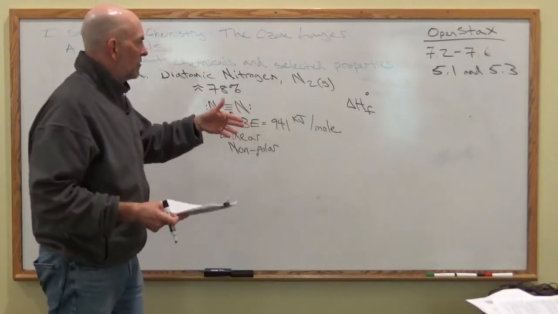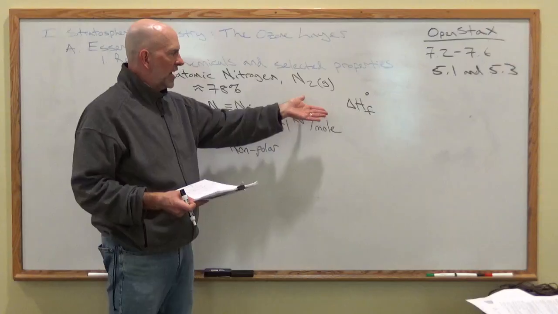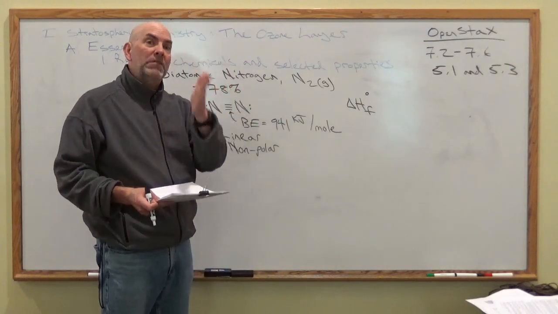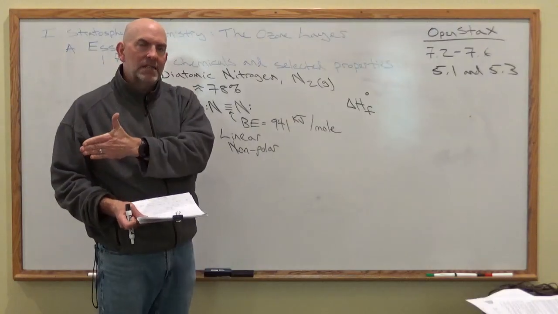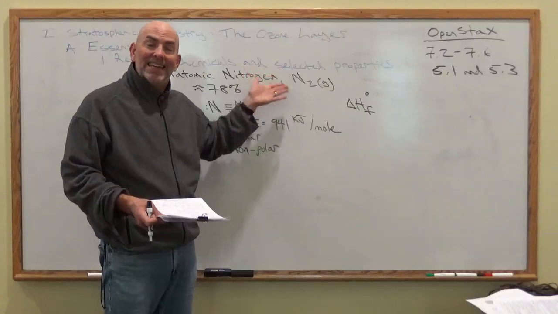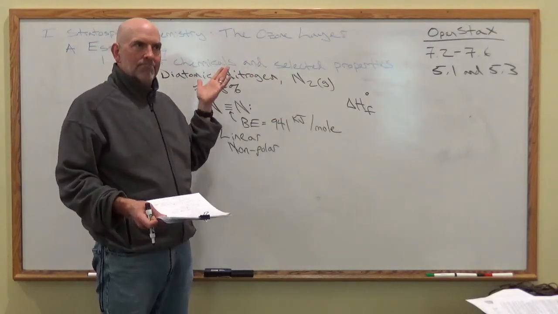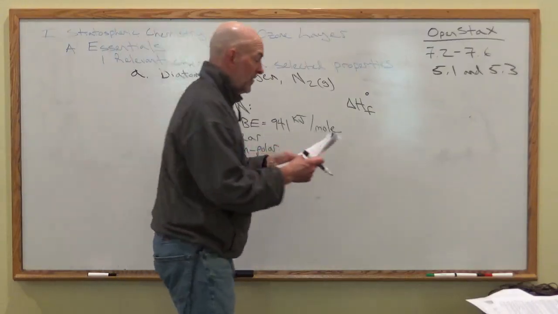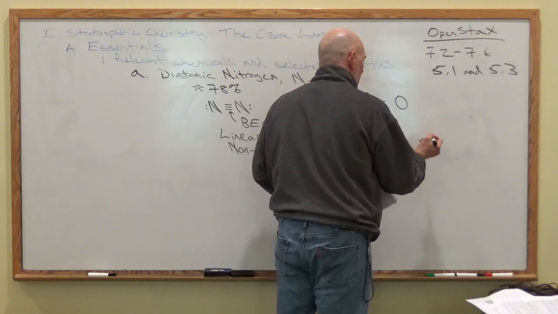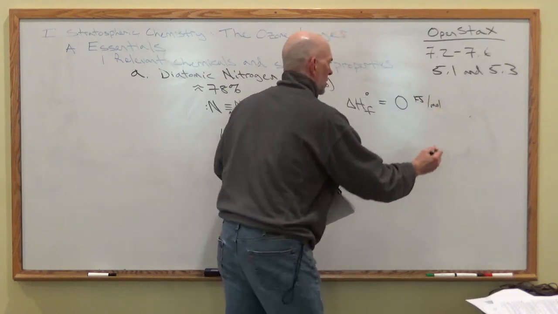But when you look up the heat of formation, the definition of that is how much energy is associated with forming that molecule from its constituent elements in their standard state. Well, nitrogen is already in its standard state. It doesn't come from anything else because that would be non-standard. So by definition, the heat of formation of nitrogen gas is 0 kilojoules per mole.